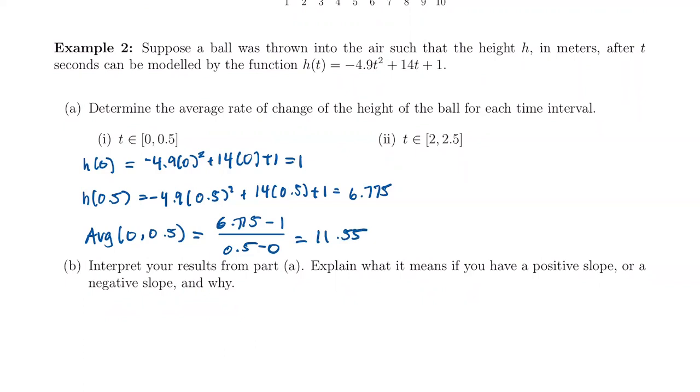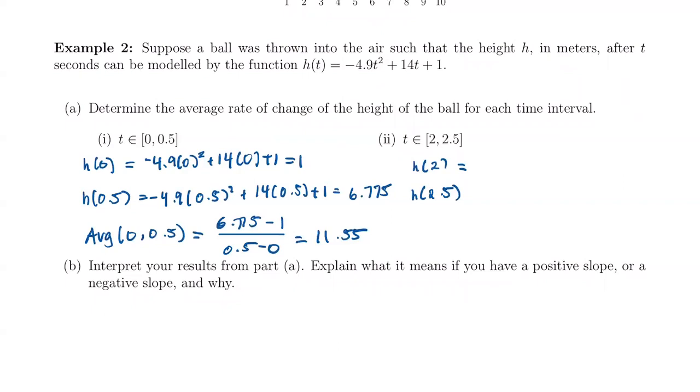And in part B, we will use it to interpret our results. So we'll save that for later. And now let's calculate what happens between t is 2 and t is 2.5. So using the same method, we would put 2 and 2.5 into each of these t's.